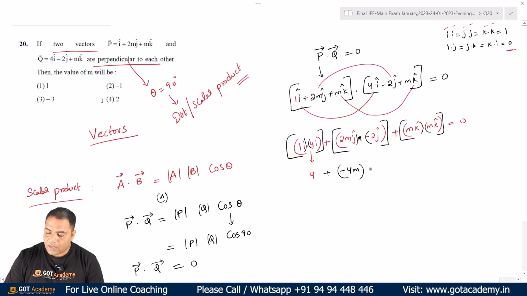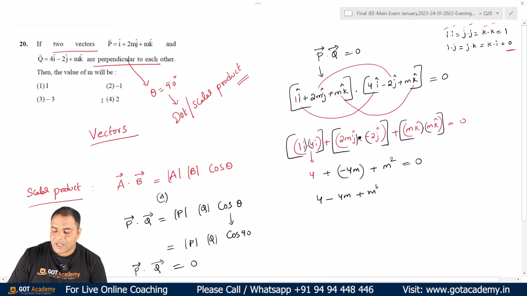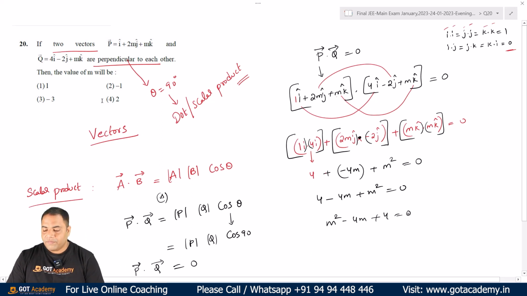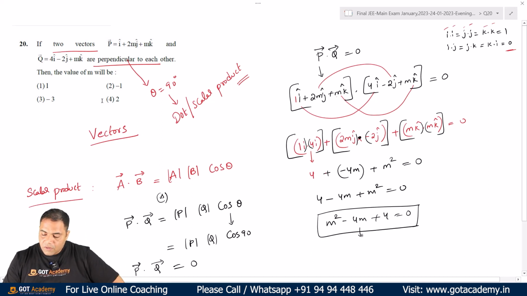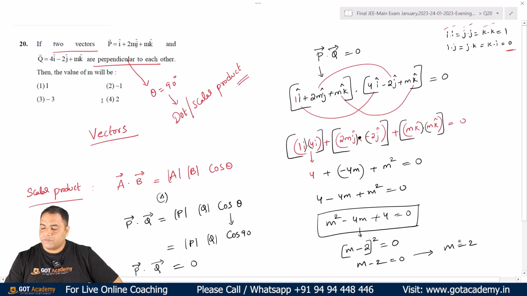M and m gives m square equal to 0. So the final expression is 4 minus 4m plus m square equal to 0. You could rewrite it as m square minus 4m plus 4 equal to 0. Clear? Now we can write it as m minus 2 whole square equal to 0, isn't it? So m minus 2 equals 0. From this we get m equal to 2. With this, we have done our 20th question. Now let us move to the next one.